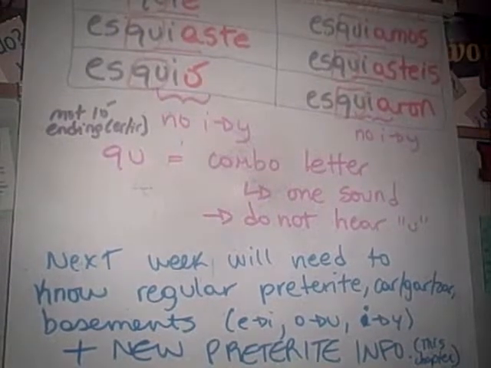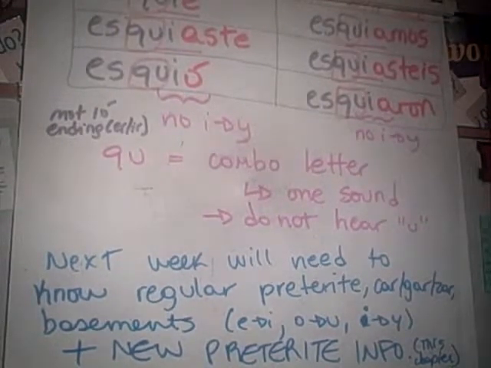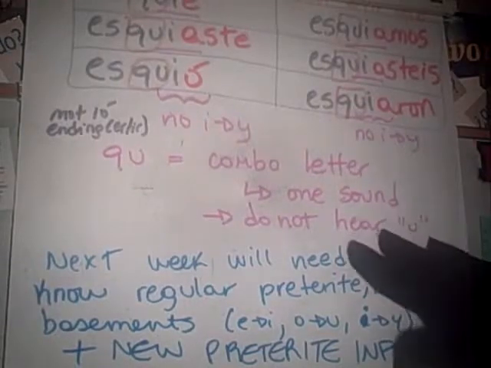Today I just want to spend the time reviewing just what we've learned so far. We're going to do new stuff tomorrow, the first part of new stuff. I'm going to split it up into two parts, then we're going to put it all together next week. We're going to continue working with anything to do with preterite for this chapter. So far, so good?